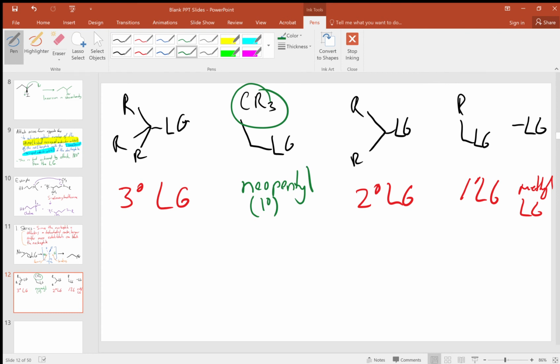So the numbers I'm going to put down here are what we would call the relative rate. How quickly do these react in relation to each other? So the neopentyl group is fairly large, even though it's primary. And so we're going to sort of define that as our base. Well, in comparison to that, the tertiary leaving group is even more sterically hindered. And so the relative rate of that tertiary leaving group is approximately 0.